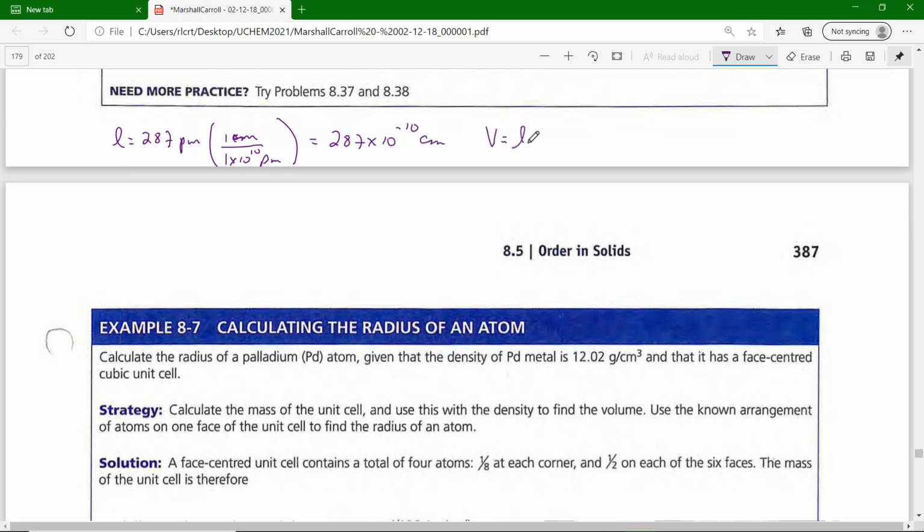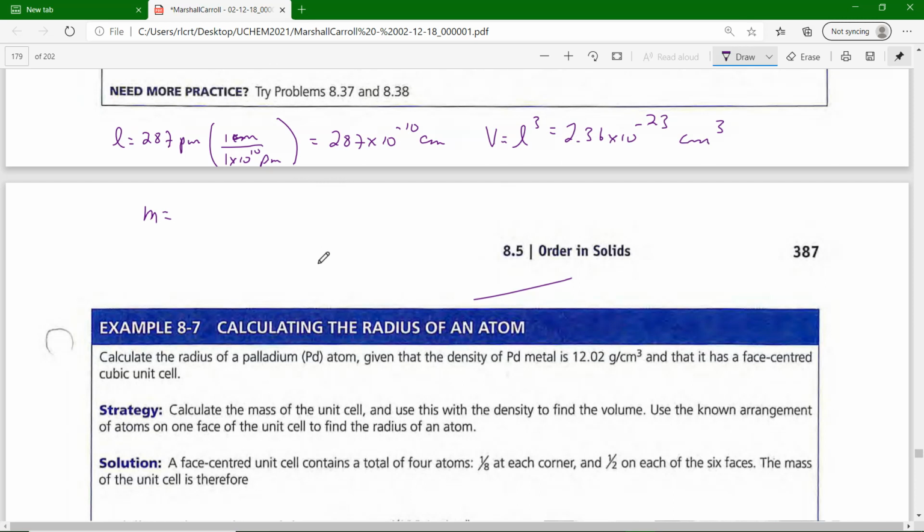So the volume is length cubed. 287 divided by 1 by 10 to the 10th. 2.87 by 10 to the minus 8th. Fine, right? I'm going to cube it. And I get 2.36 by 10 to the minus 23. That's cubic centimeters.